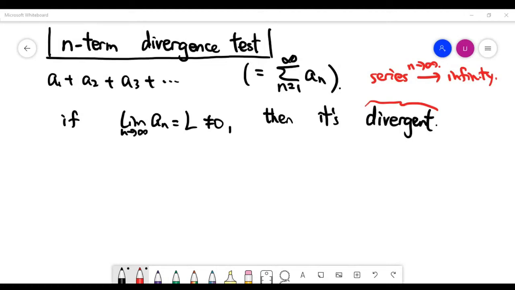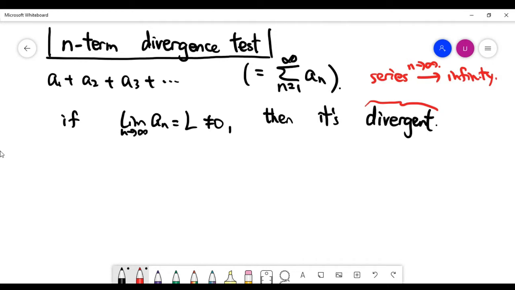In this video, we'll look at another test for the infinite series to see whether it is convergent or not. And the name of this test is called the nth-term divergence test. So for example, if you're given an infinite series a1 plus a2 plus a3 and so on, you can use the summation notation to represent this. And the nth-term divergence test is actually quite easy to understand.